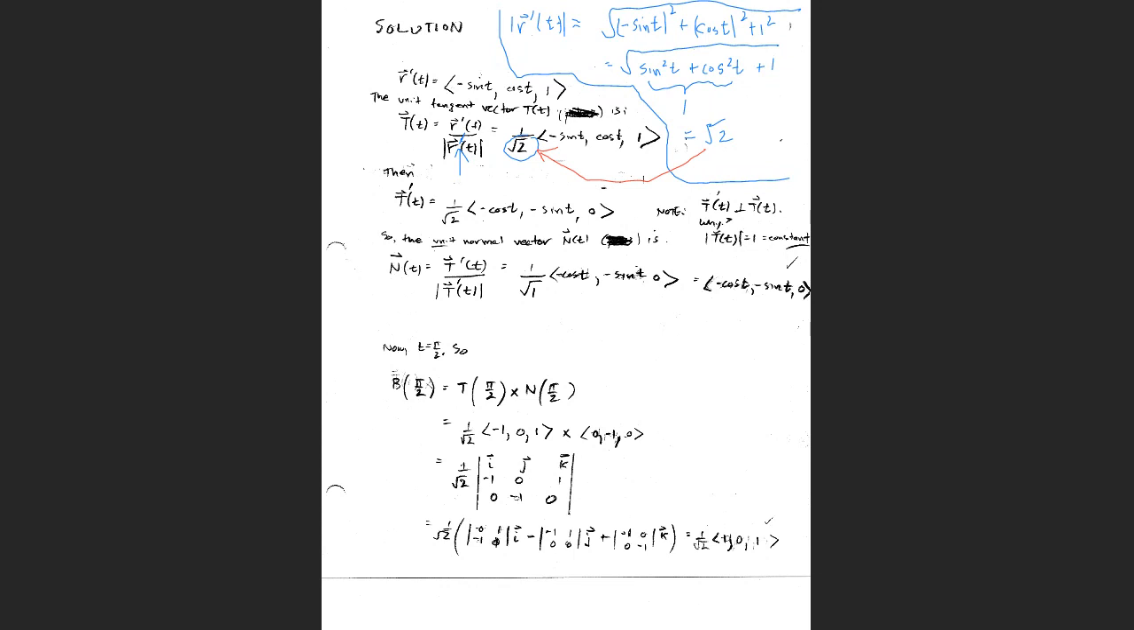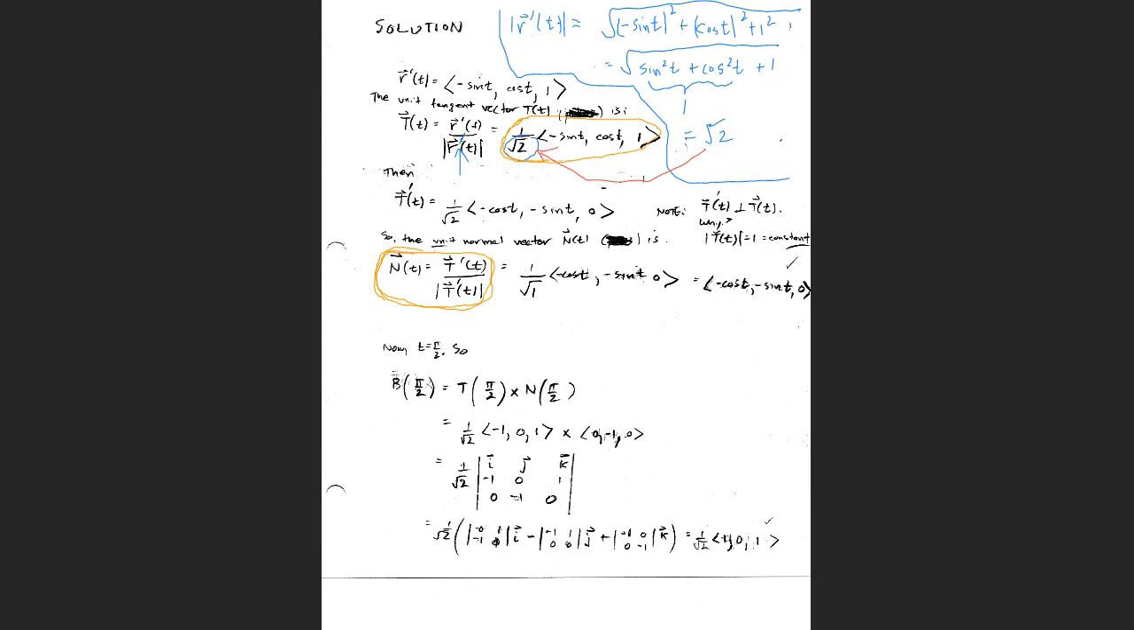Excellent. And so now we get our tangent vector. Here is the tangent vector right here, and it's a unit tangent vector. So now what we want to do is find the normal vector. The normal vector is equal to the derivative of the tangent vector over the length of the derivative of the tangent vector.